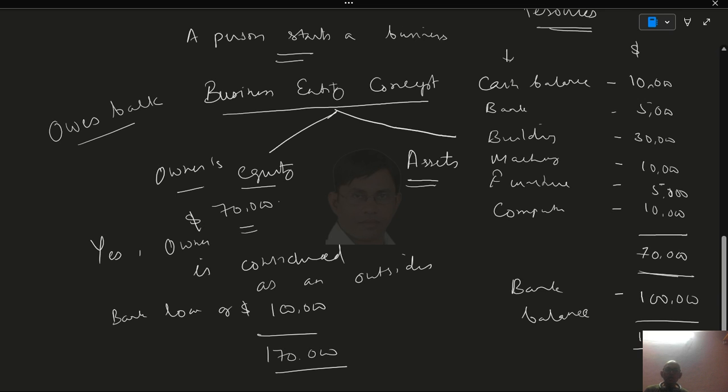So the business has to pay back. It is a commitment, right? So you have to pay back. You cannot enjoy the money and say goodbye. So you have to pay back. Bank loan is a liability.